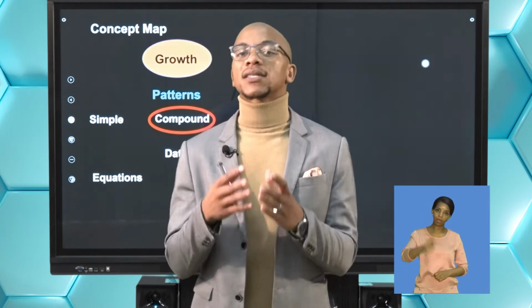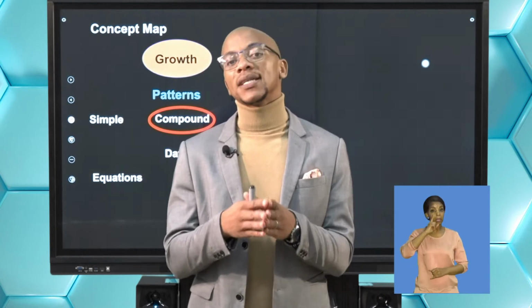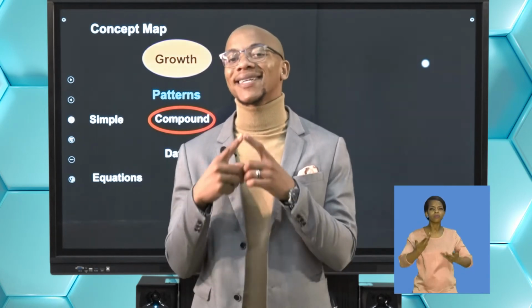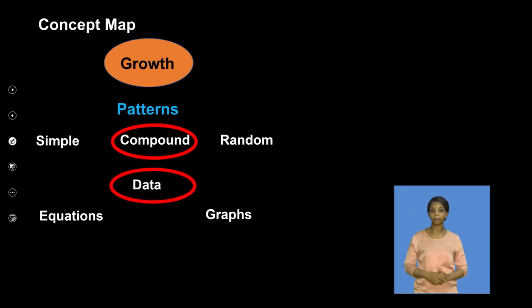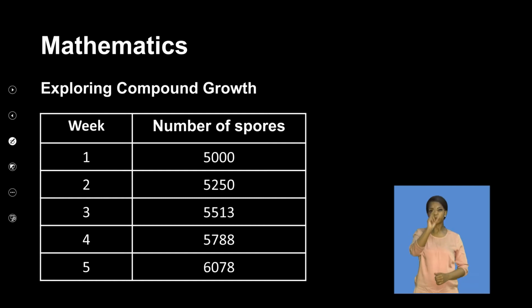But now let's look specifically at what it means to have compound growth when looking at data. Now, in week 1, we are comparing the number of spores, the bacteria maybe that we are talking about here. With the number of spores in week 1, you can see that it was 5,000. In week 2, it was 5,250. So what does this mean?